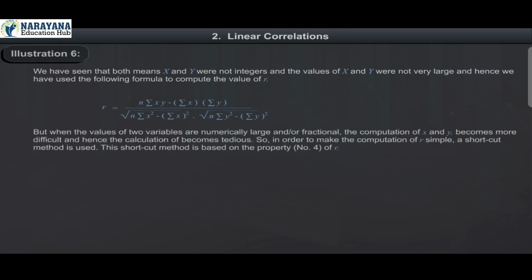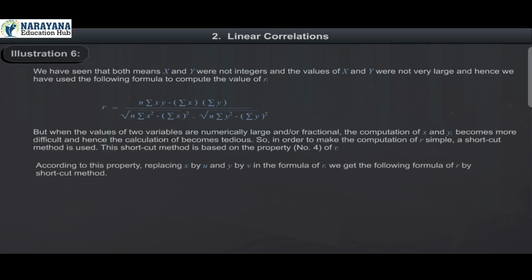But when the values of two variables are numerically large and or fractional, the computation of x bar and y bar becomes more difficult and hence the calculation of r becomes tedious. So, in order to make the computation of r simple, a shortcut method is used. This shortcut method is based on property number 4 of r. According to this property, replacing x by u and y by v in the formula of r, we get the following formula of r by shortcut method.